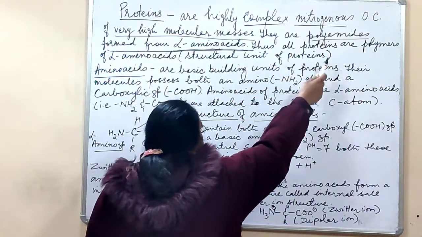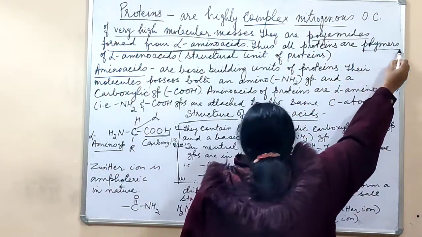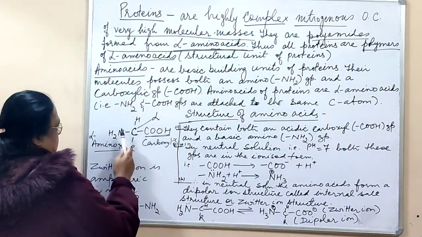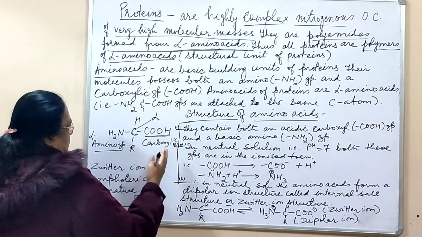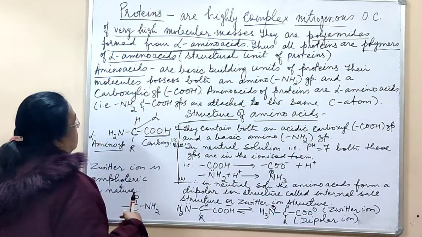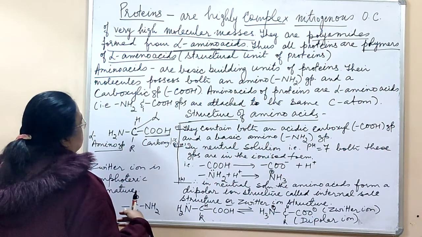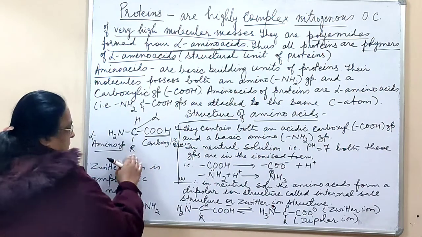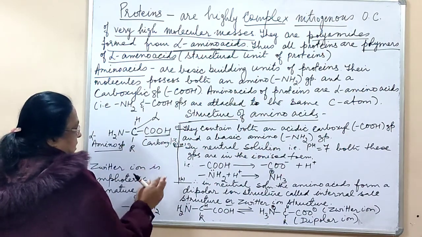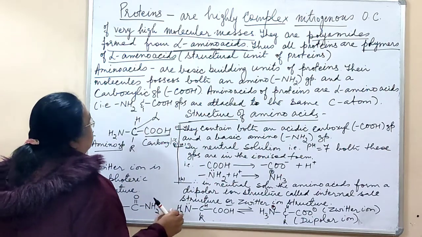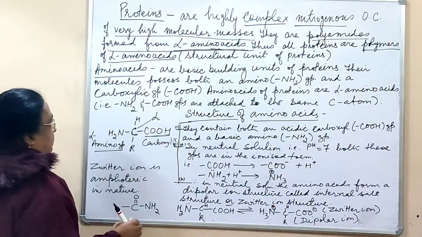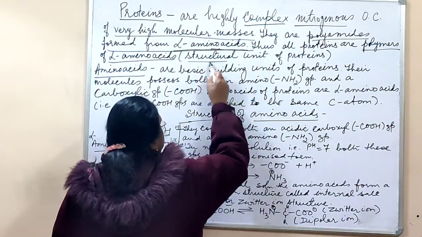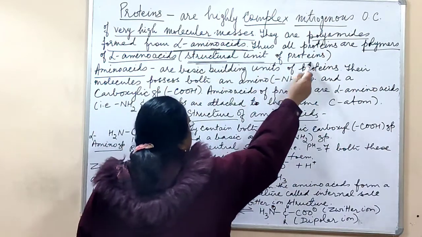Thus all proteins are polymers of alpha amino acid. This is repeated over and over again, a long chain. We'll see the structure in more detail later on, and you will see how the amino acid structure is repeated. One alpha amino acid is linked with another, and a long chain compound is formed to give you protein. So alpha amino acid is considered the structural unit of proteins.